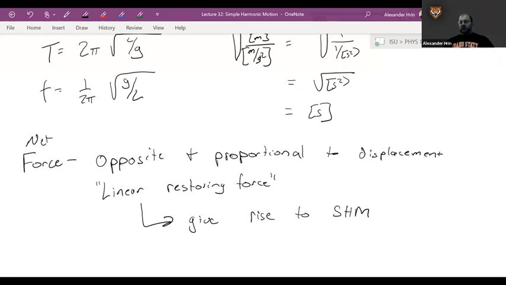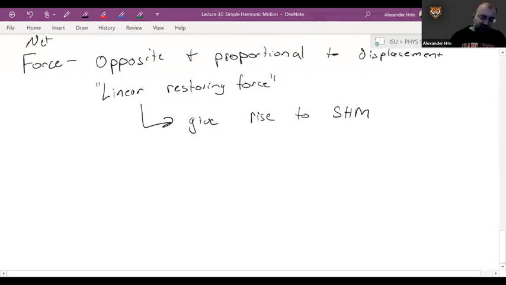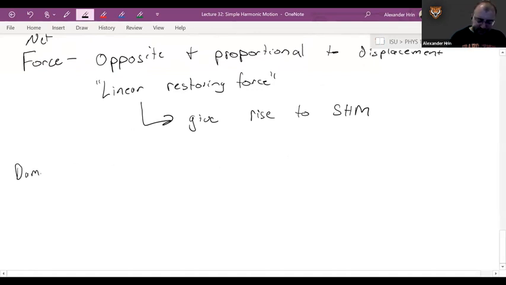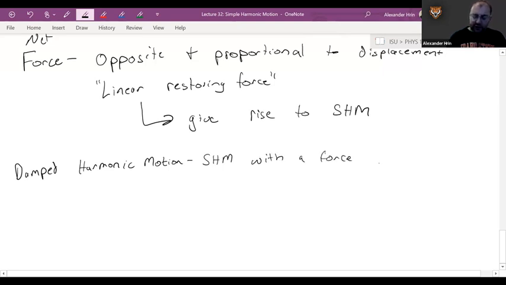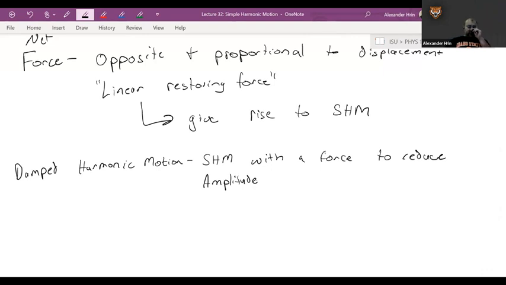Now, the one thing I did want to talk about is damped harmonic motion. Basically, damped harmonic motion is SHM with a force to gradually reduce amplitude. Sometimes it's not gradual. The idea here is that you have something that's resisting the simple harmonic motion so that you bring the thing back to its equilibrium position.